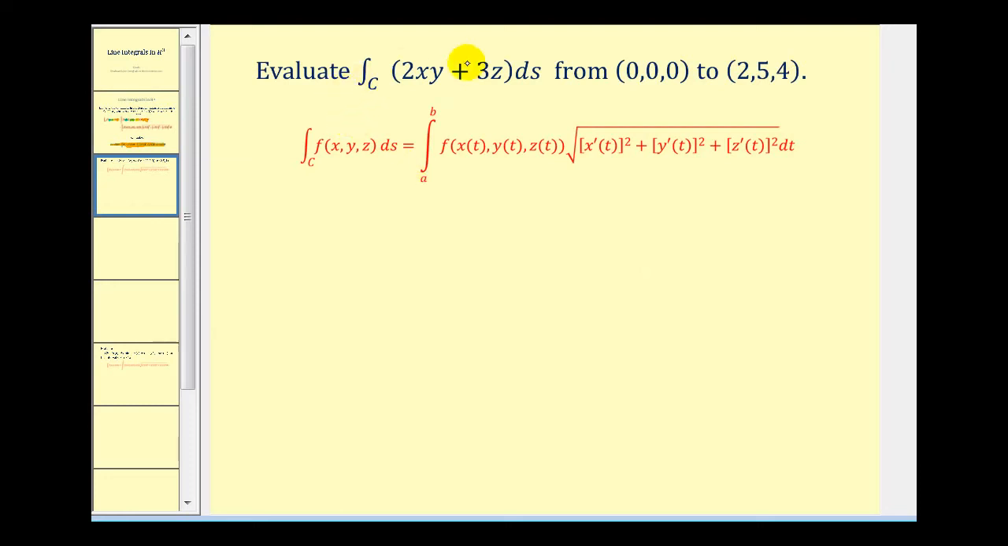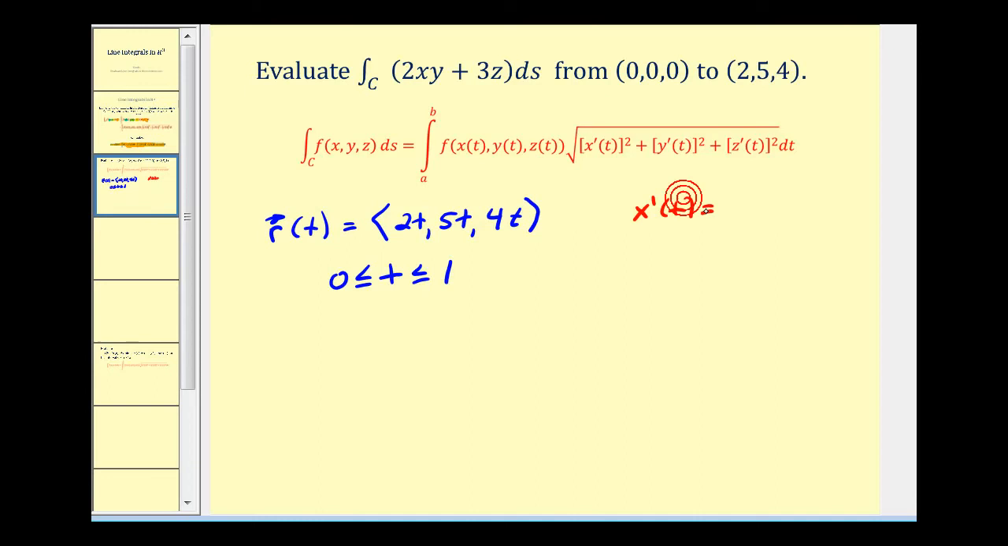We want to integrate the following line integral from the point 0, 0, 0 to the point 2, 5, 4. So we first need to define r of t for this path. So if we let the x component be 2t, the y component be 5t, and the z component be 4t, this would be the path of our line integral as long as t is on the closed interval from 0 to 1. This also tells us that x prime of t would be equal to 2, y prime of t would be equal to 5, and z prime of t would be equal to 4.